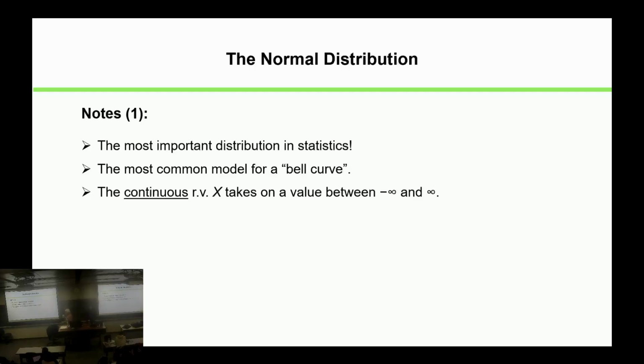So the thing about this random variable is, it's very funky. It is a continuous random variable, and it takes on some value between negative infinity and infinity, which gives a lot of possibilities. It definitely is a lot of possibilities.